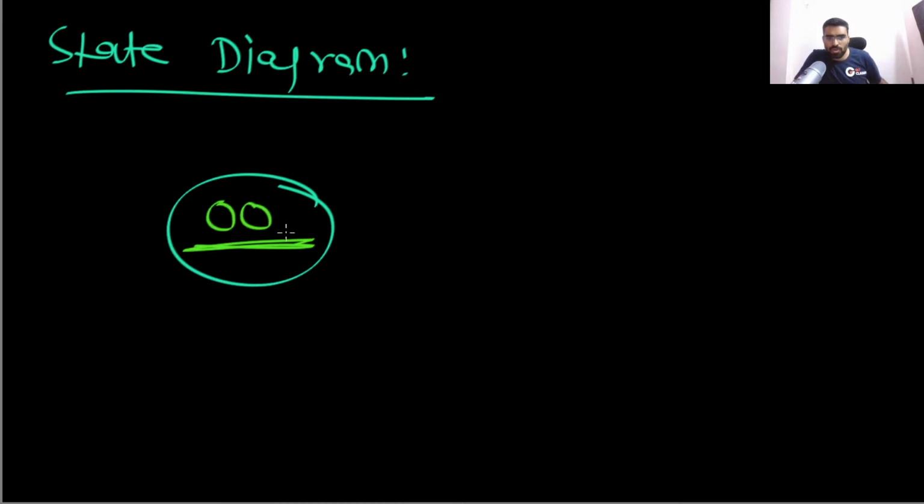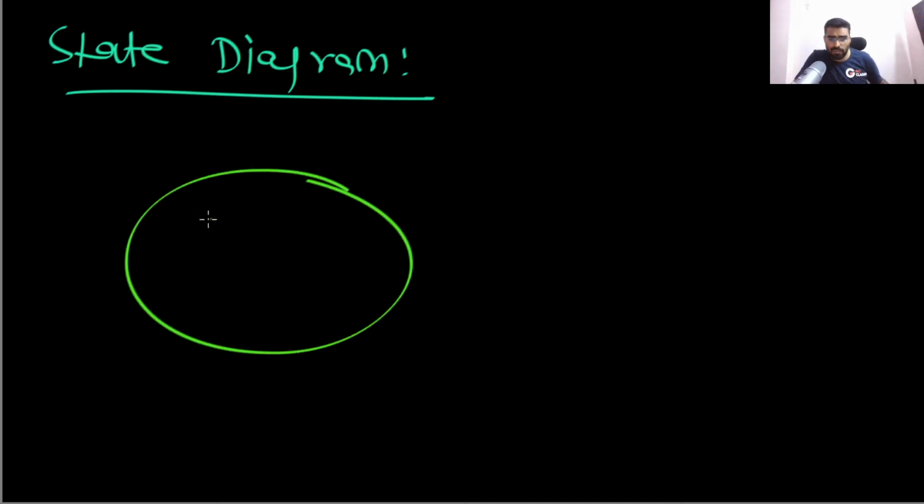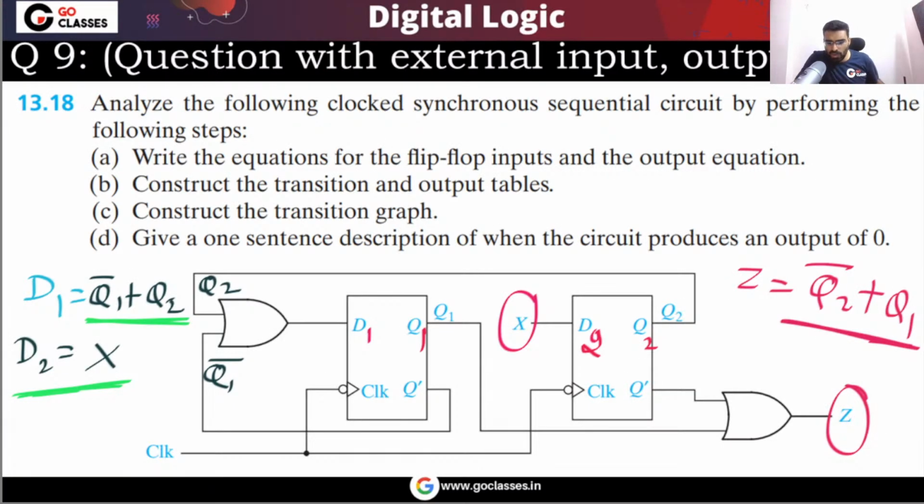You can notice, these are the states. In the state diagram basically you have only these 2 bits, q2 and q1. So 0, 0. What is the next state? It will depend on x. The state will only have 2 bits. Is this clear?